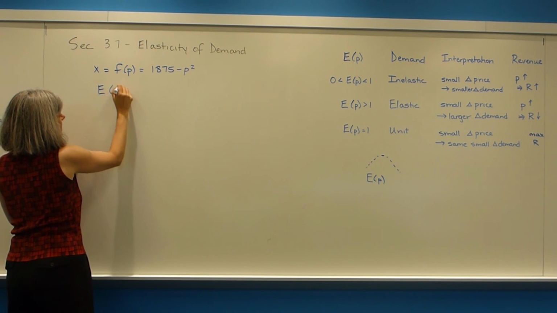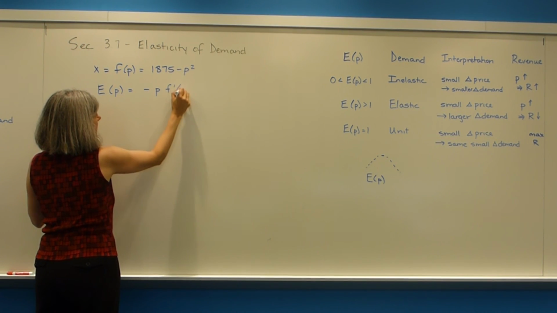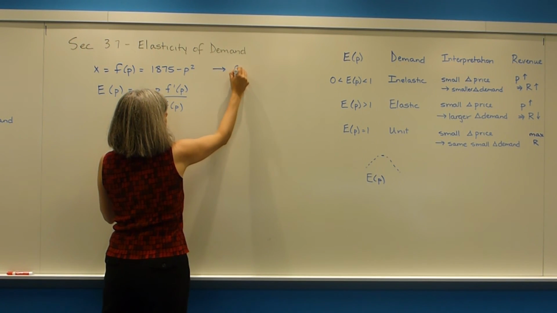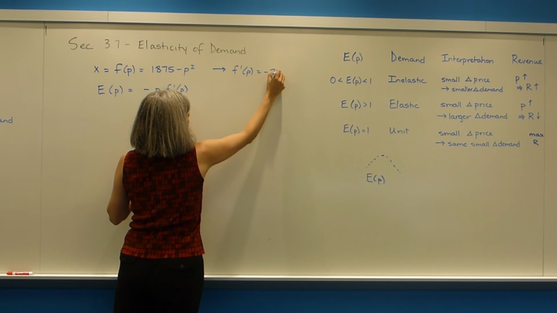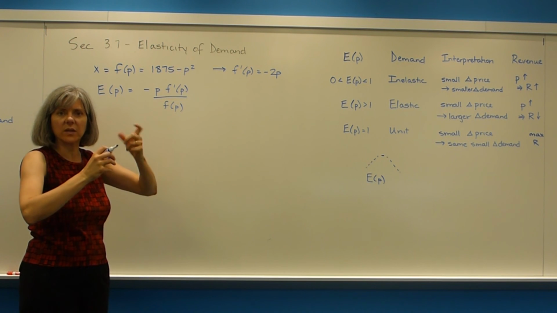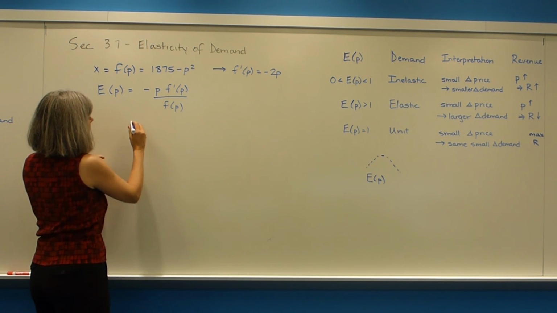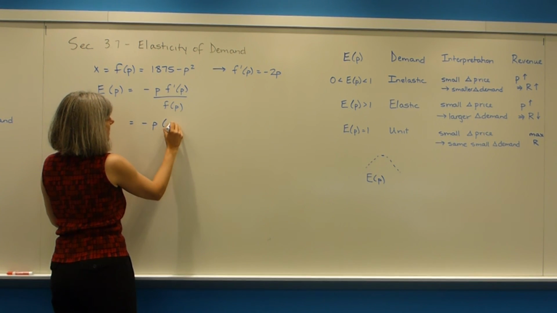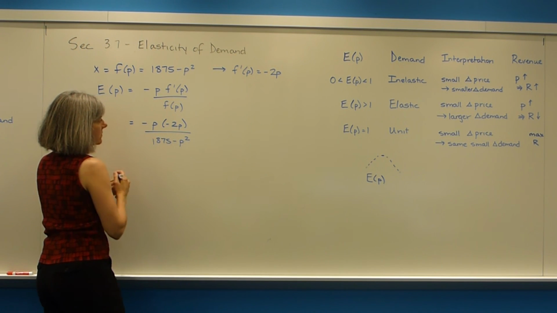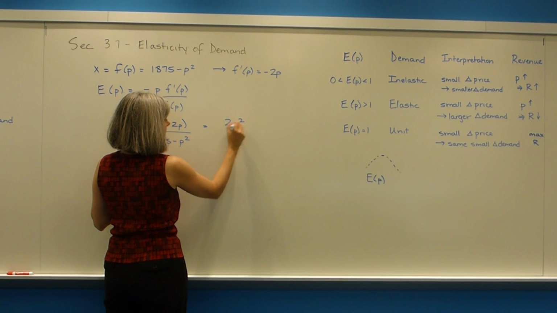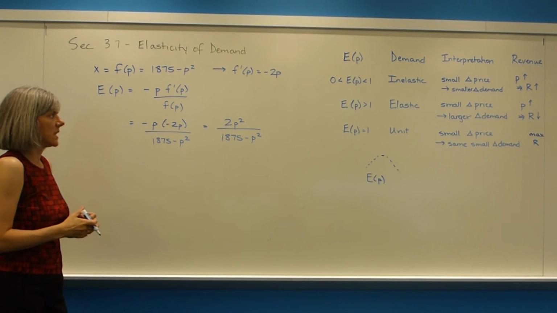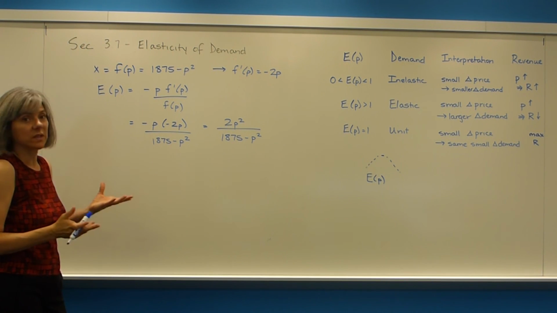So E of P equals minus P times F prime of P all over F of P. So let's come over here, F prime, negative 2P. And it makes sense our F primes are negative because we know that when the price and demand go in opposite directions, the slope is negative. All right, so let's start plugging in. Minus P times negative 2P over 1875 minus P squared. So 2P squared over 1875 minus P squared. There's not really any factoring to do there that's helpful, so we'll just leave it there.